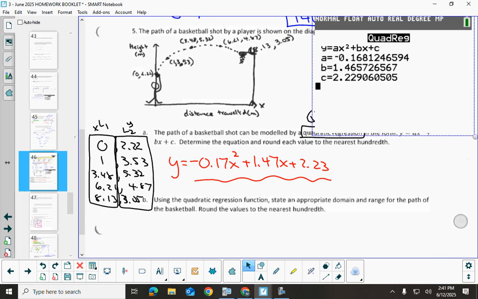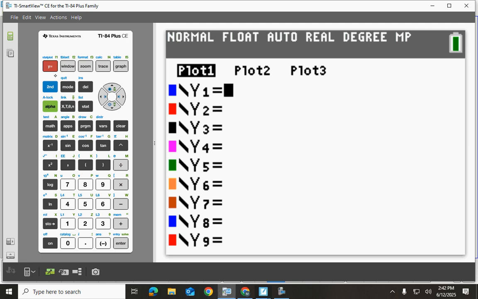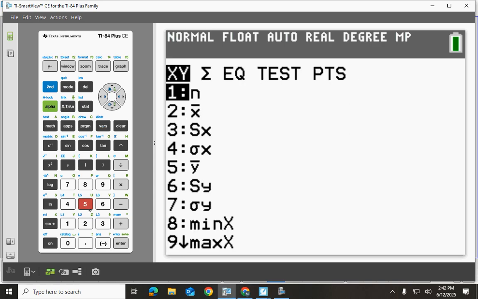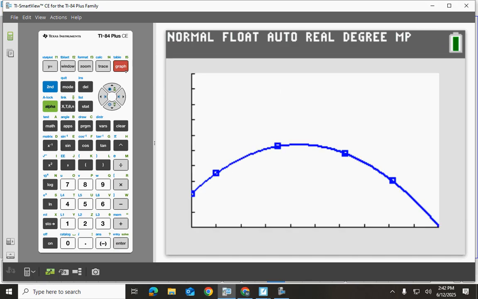Okay, part B, using the quadratic regression function. When it says that, this is your twinkle, twinkle, little star. When it says use the function, that means on your calculator, you have to do the vars 5 over enter. So vars 5 over enter. Not the rounded answers, the precise answers. Hit graph. That's the path of the ball.